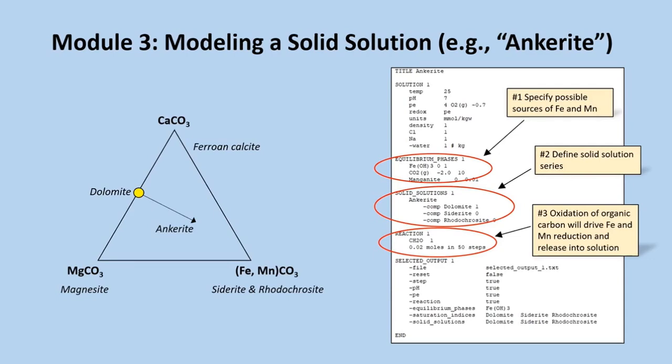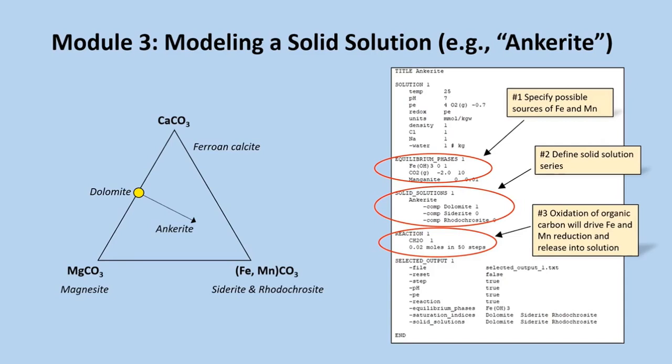So in this example, we'll be adding organic carbon as a reactant to a system that is initially in equilibrium with the solid solution, which is essentially starting out as a pure dolomite, plus iron and manganese oxides and CO2 gas. As the organic carbon is added and reacted, the system will become more and more chemically reducing, resulting in the dissolution of the iron and manganese oxides.